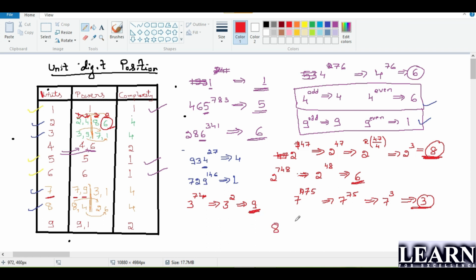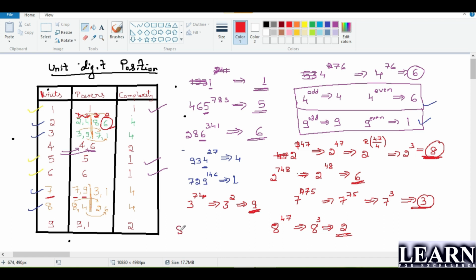That is nothing but 8. 8 to the power 47. What is the remainder when 47 is divided by 4? It is nothing but 8 to the power 3. And what is 8 power 3? 8 power 1 is 8. 8 square is 64. 8 to the power 3 is nothing but the complement of the first number. I can tell the number is 2. It's very easy, right?